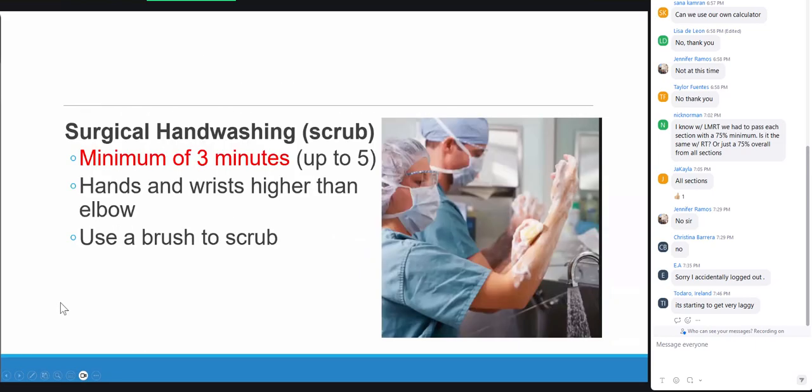Your surgical scrub, however, requires a minimum of 3 minutes, up to 5 minutes. The hands and wrists should be higher than the elbow. And we're going to use a brush to perform the scrub, starting at the fingertips, working our way back down this way. Now, rinsing is done the same way, fingers up, water comes down towards the elbows. That way, everything runs this way.